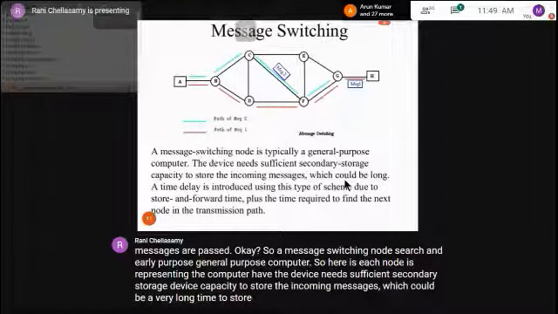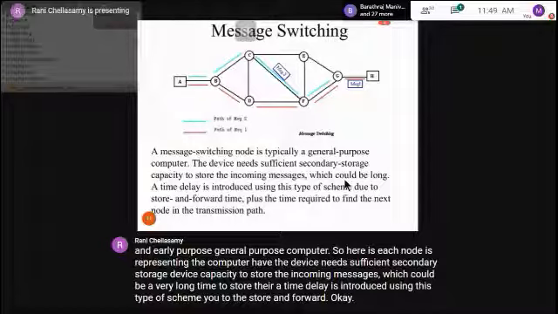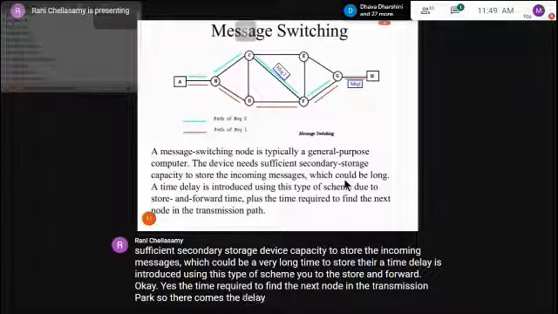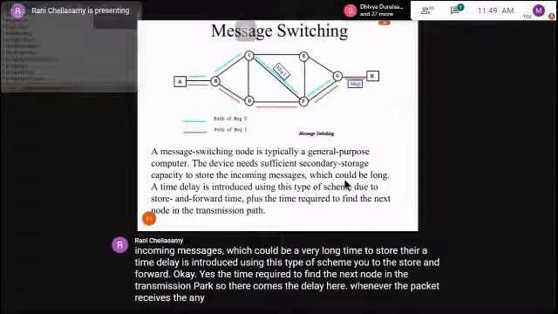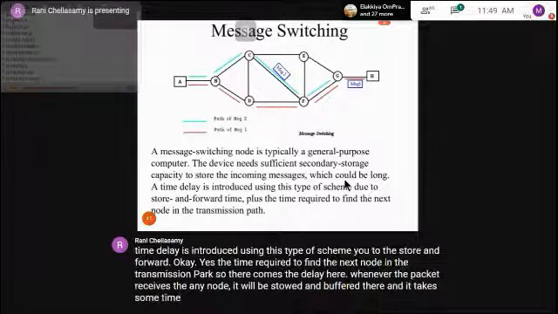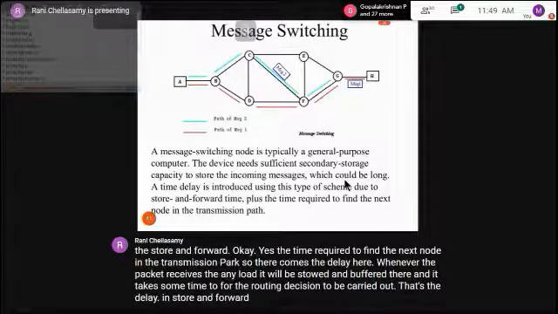Okay, a time delay is introduced using this type of scheme due to the store and forward time, plus the time required to find the next node in the transmission path. So there comes the delay here. Whenever a node receives a packet, it will be stored and buffered there, and it takes some time for the routing decision to be carried out. That's the delay in the store and forward approach.